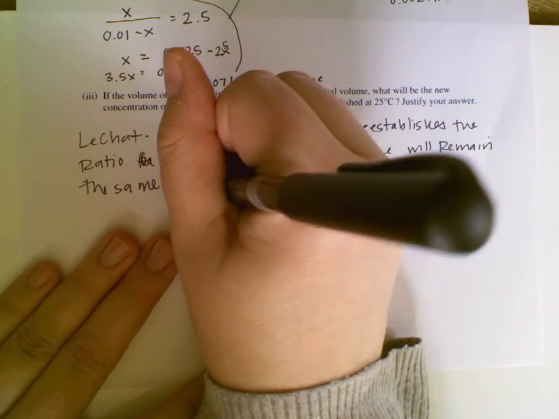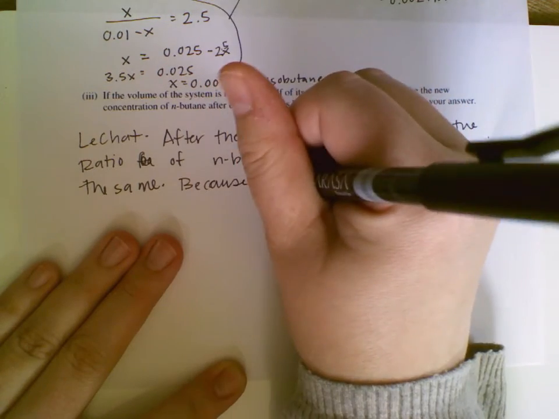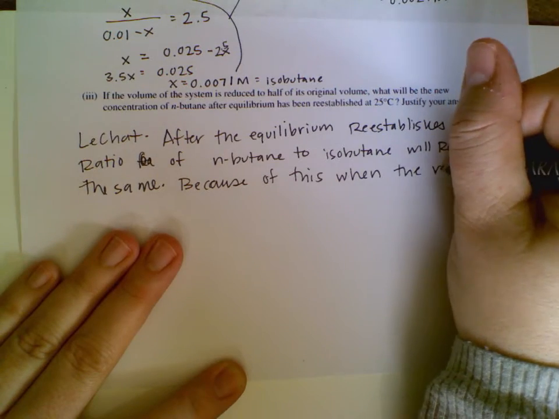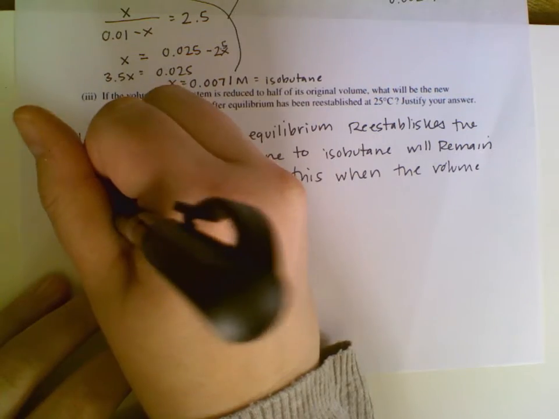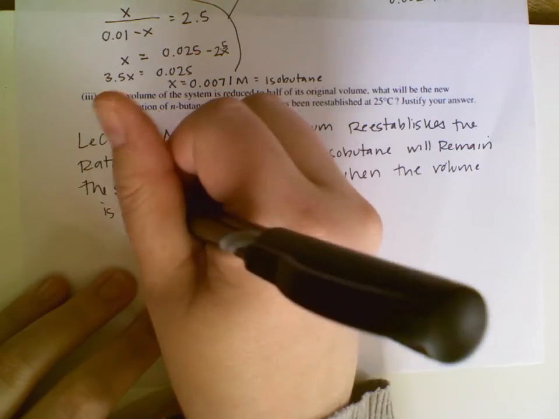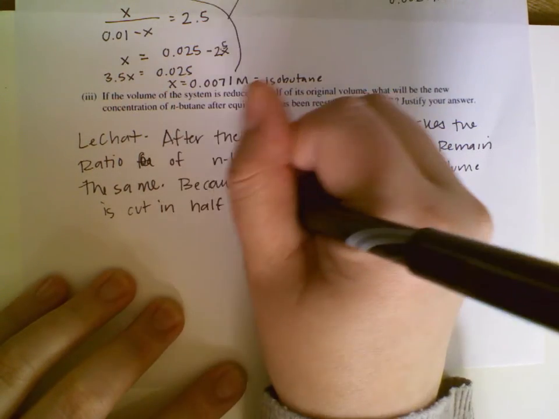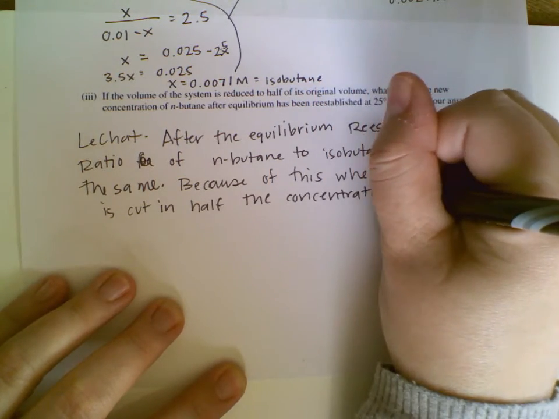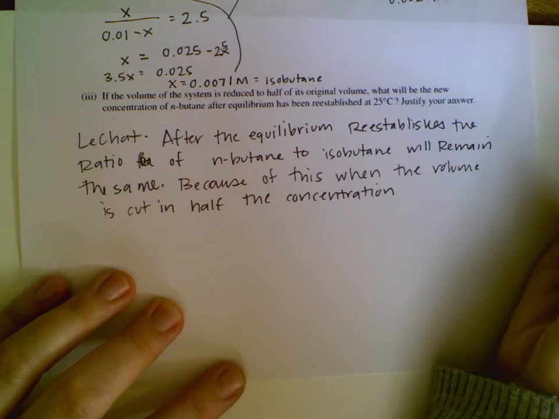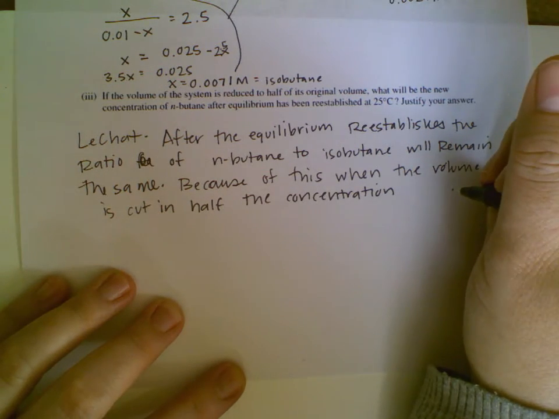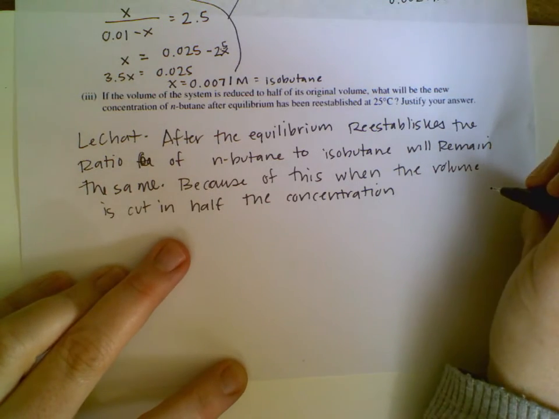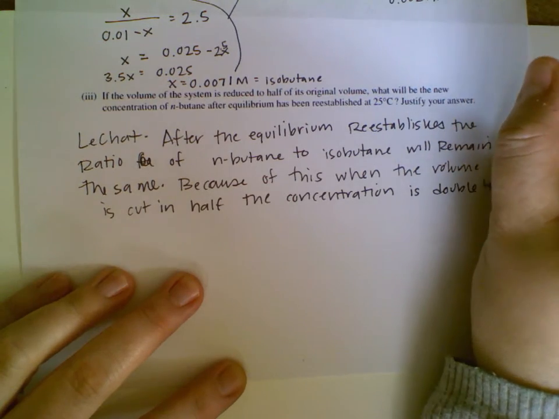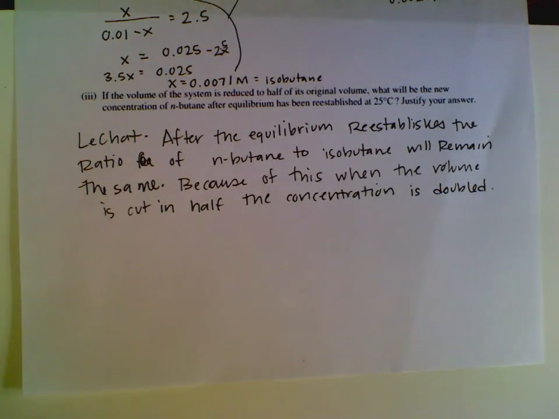Because of this, when the volume is cut in half, the concentration of both, think about it, if we have a half a liter container now instead of a full liter, what's it going to do? Concentration, if that is, I'm sorry, when the volume is cut in half, the concentration is doubled. Hopefully that makes sense to you.